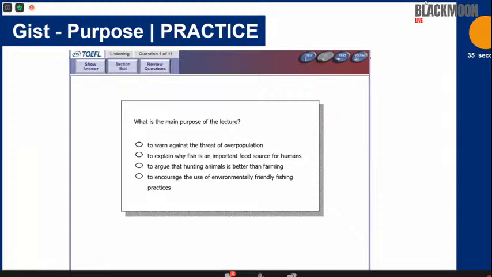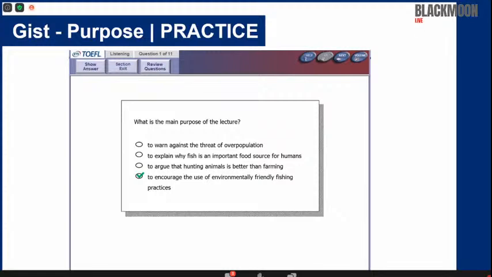All right. Well done, Sarnavar, Erica. Yeah, you both got that right. It is actually 4, to encourage the use of environmentally friendly fishing practices.